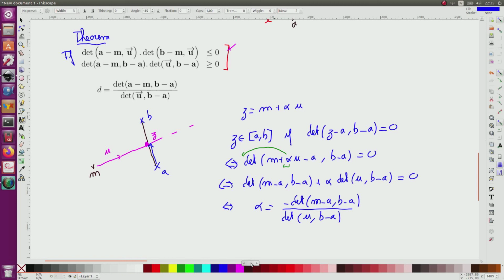So to have something similar to the theorem, I will enter the minus here and replace m minus a by a minus m as here. So this corresponds to the distance d, which is positive. So we can notice that if the distance is negative, it means that m is not on the right side of the segment AB.